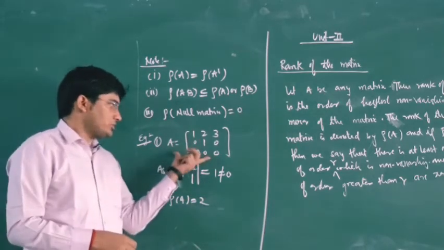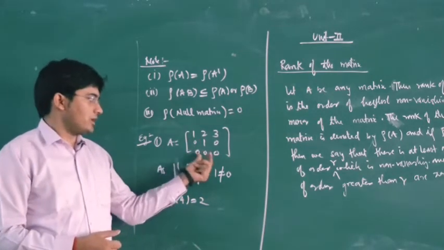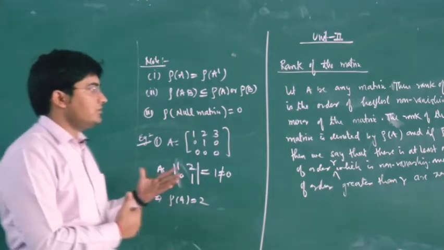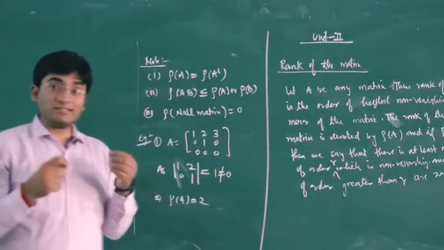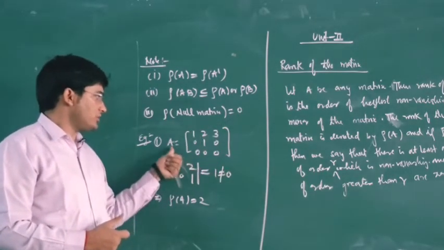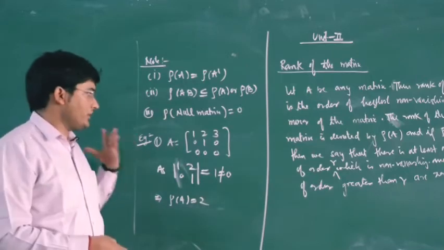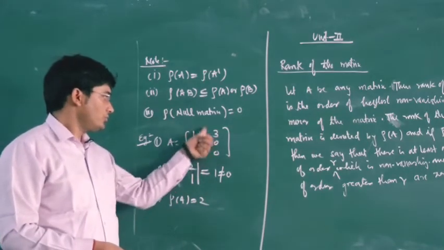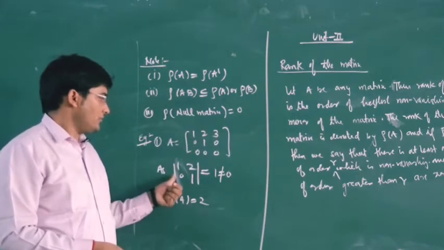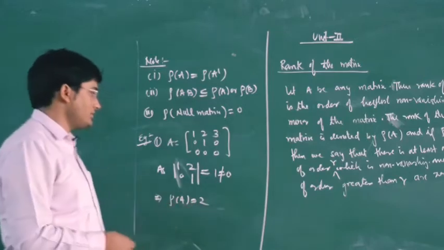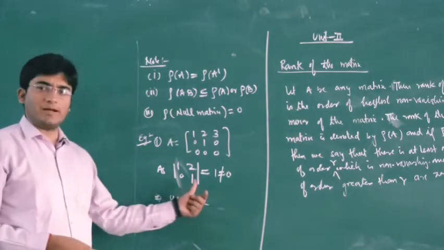And the determinant of this matrix is 0 because the last row is 0. So the rank of the matrix cannot be 3 because rank is the order of the highest non-vanishing minor. If you find the determinant of this matrix, it is 0, so rank of A cannot be 3. And for the 2 cross 2 minor, we have a non-zero minor whose determinant is 1. Hence the rank of the matrix is 2.